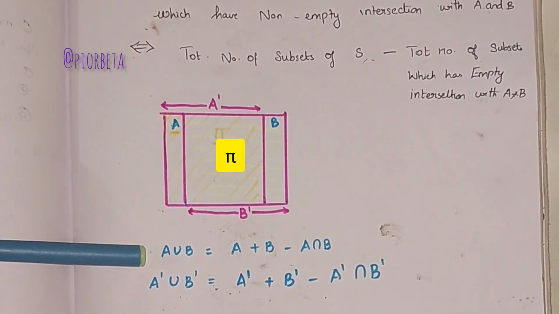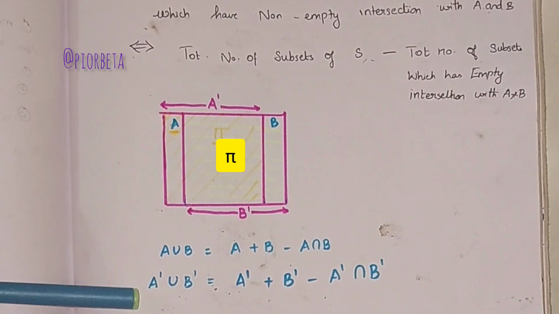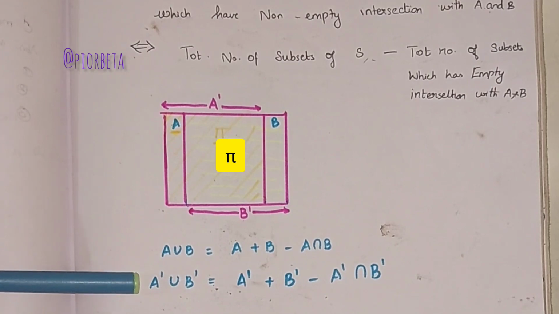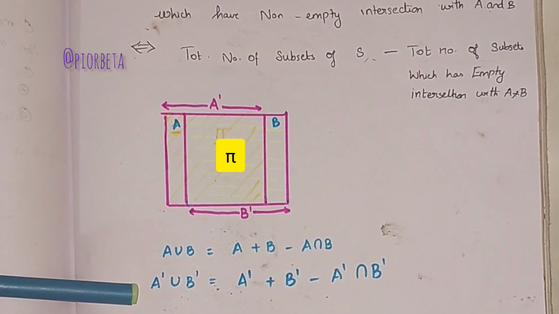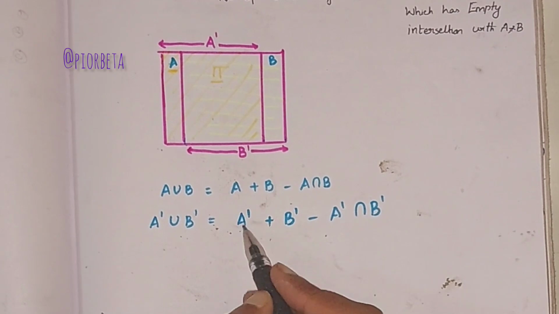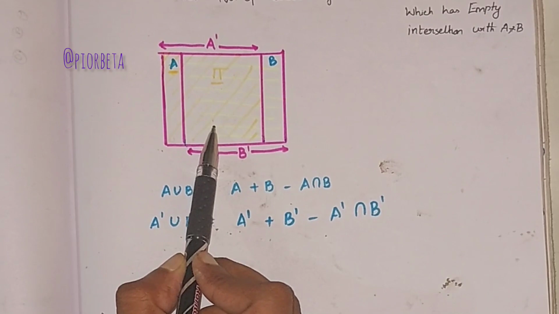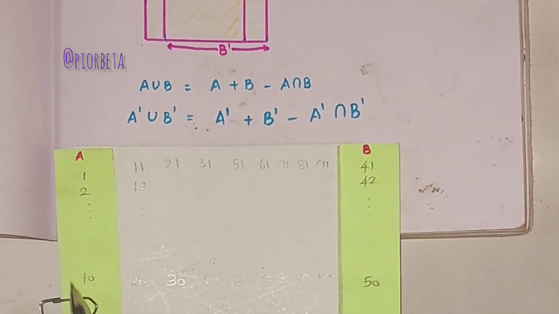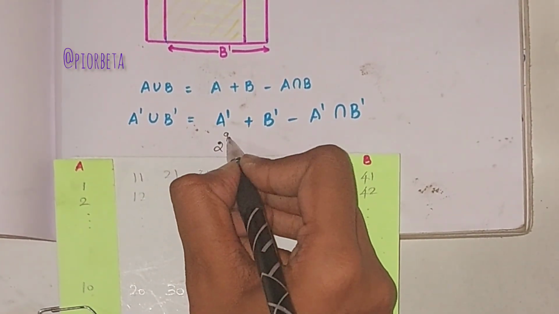We know a formula, right? A union B is equal to A plus B minus A intersection B. Now we will extend it for this case, that is A dash union B dash, because we need a subset which has empty intersection with A and B. So this is the case that we have just now seen. So this is a formula that you can apply over here. Now it's simple. The number of elements in A dash, that is A with pi: A has 10 elements, pi has 80 elements. So A dash, A plus this pi part, will be 2 power 90.